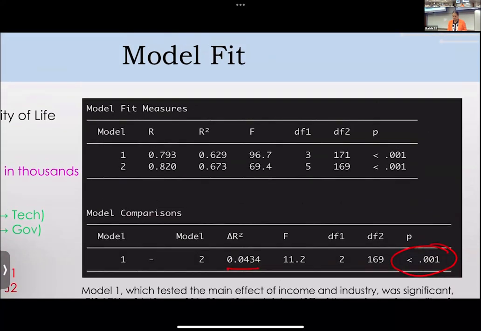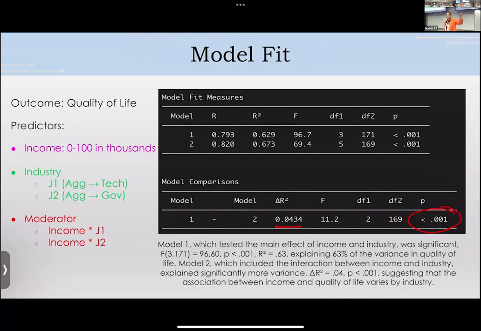So here's how I talked about it. Model 1, which tested the main effect of income and industry, was significant, explaining 63% of the variance in quality of life. Model 2, which included the interaction between income and industry, explained significantly more variance, suggesting that the association between income and quality of life varies by industry.